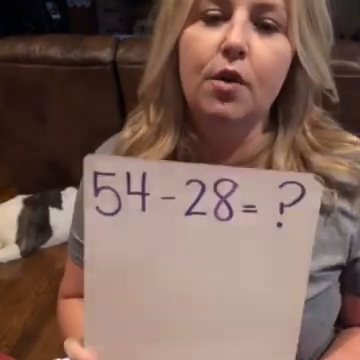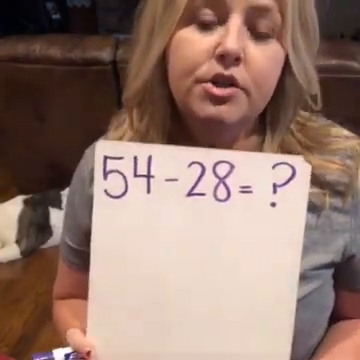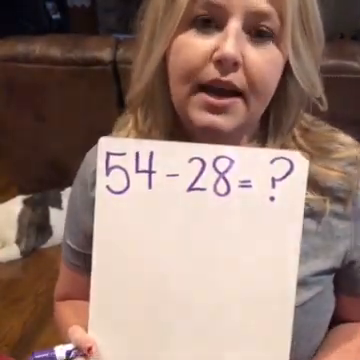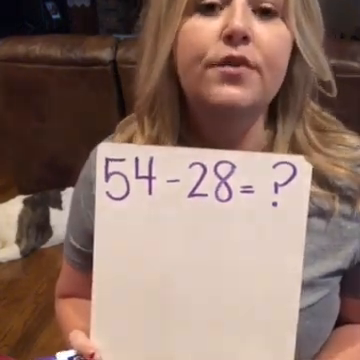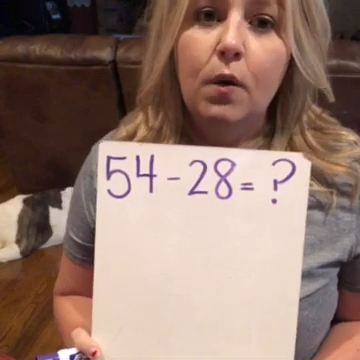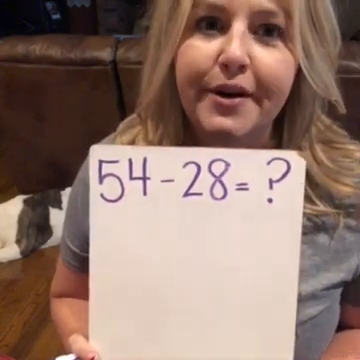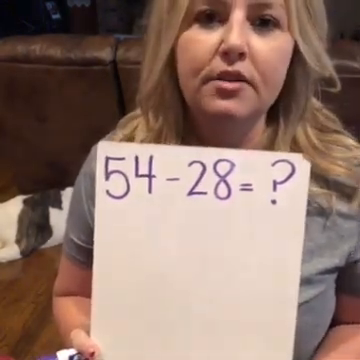So on a hundreds chart, we are going to start with a large number, the whole, and we are going to take away 28. So in this case, the large whole number is 54. Remember, the whole is the biggest number, a vocabulary word that you need to make sure that you remember.